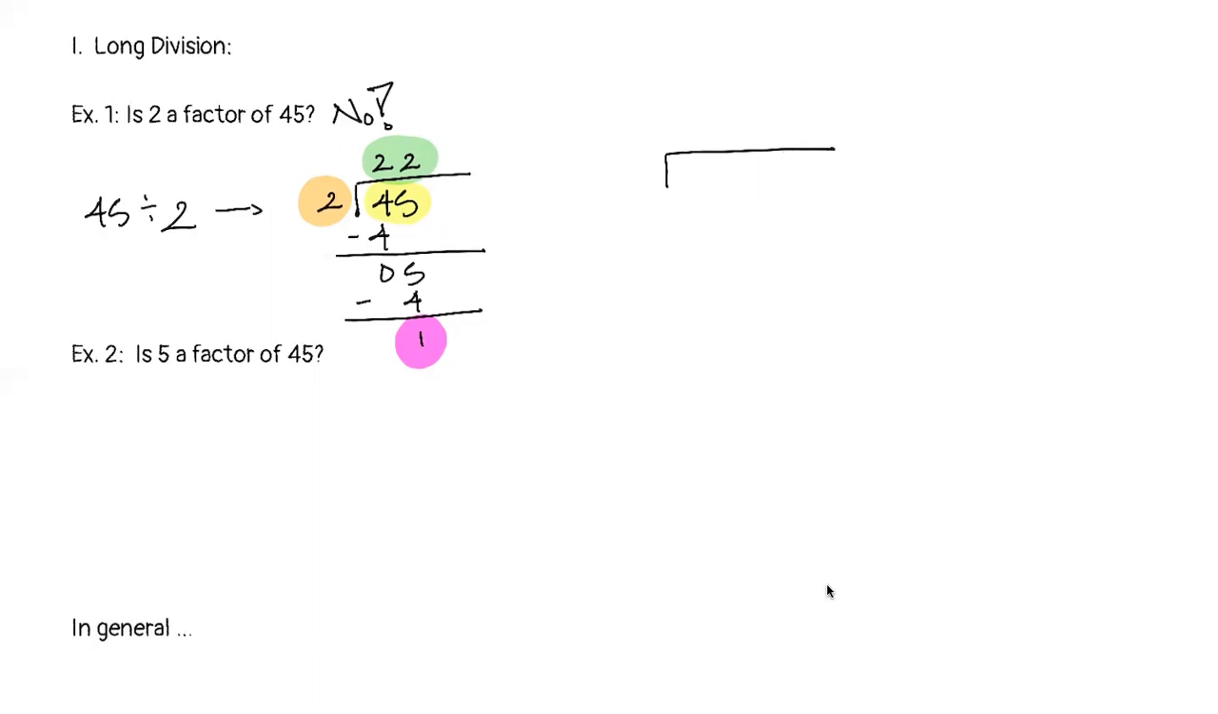So the number underneath the long division symbol, the 45 in our case, we call that the dividend. Okay. So the thing under the long division is called the dividend. The number that is on the outside, where the 2 is, that is called the divisor. Okay, so that's the same as the 2.